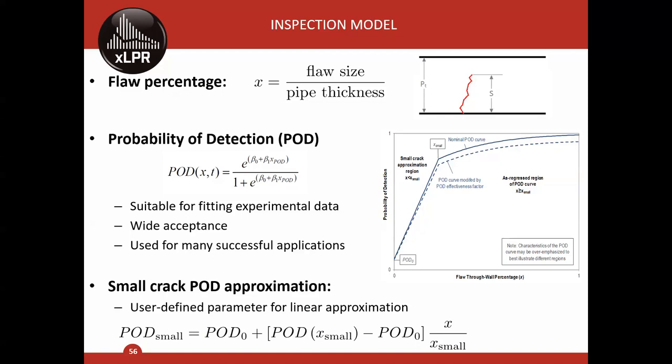So a POD effectiveness factor input can also be used to scale down the nominal POD curve as a way to model differences between laboratory and field performance. And in the figure on the right, that effectiveness factor is shown by the dashed line.